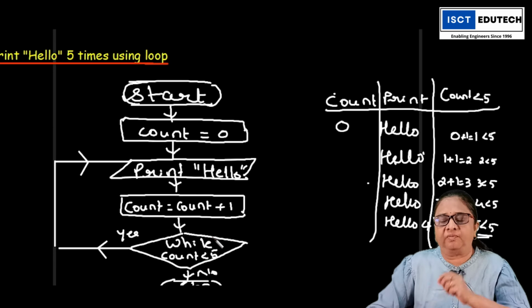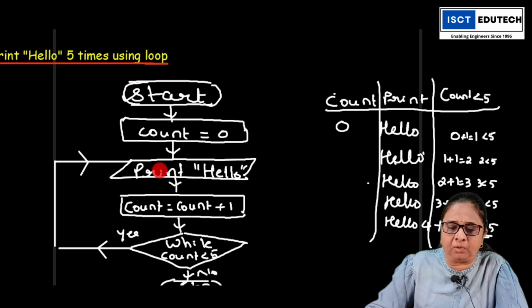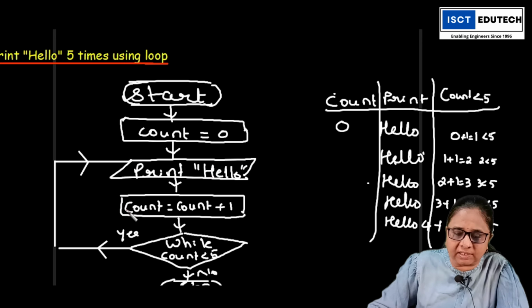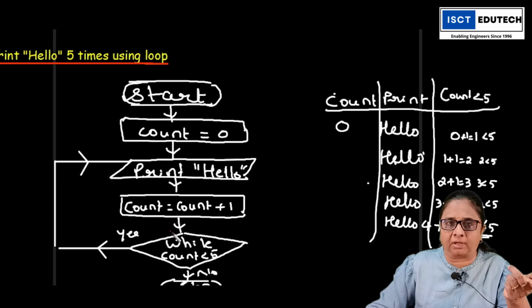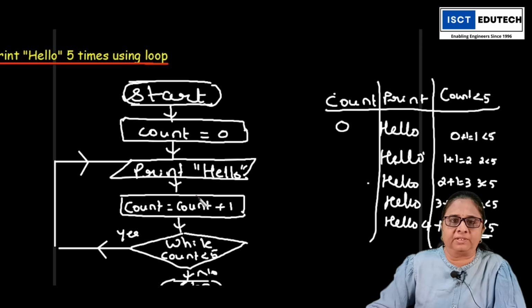What is the body of the loop which we are actually repeating? It is print hello. This is the actual statement that I want to repeat 5 times. And this is the update. Count is equal to count plus 1 is the update because every time you do the process, you are adding plus 1, you are counting. So these are the 4 major steps.